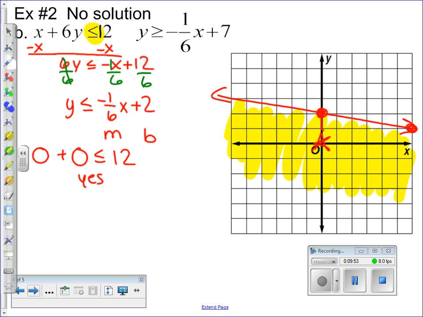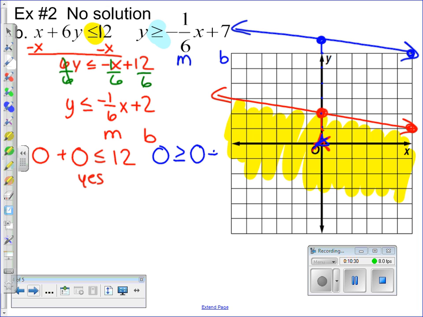Now let's go on to the second one. Ooh, this one's already in slope-intercept form. B is 7. 1, 2, 3, 4, 5, 6, 7 is just off my graph. That's okay. I could deal with one space. M is in front of X. Down 1 over 6. And I once again have a line underneath it. So solid line. Now, check my 0, 0. 0 for y greater than or equal 0 for x plus 7. Is 0 greater than 7? 0 is not greater than 7. So do not shade on top of the star. Shade way up here. And once again, there's no overlap. So no solution.